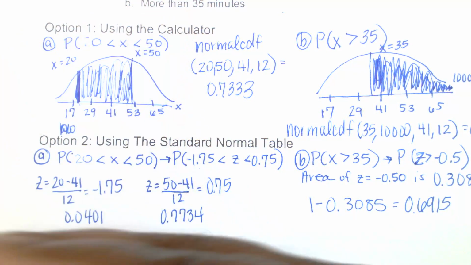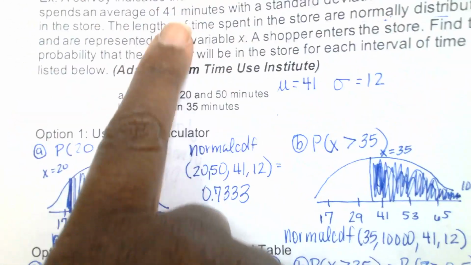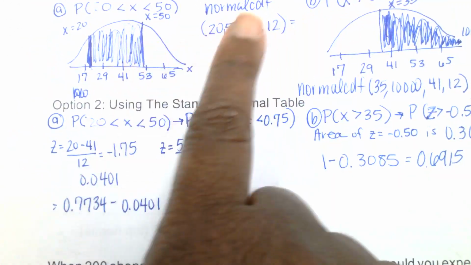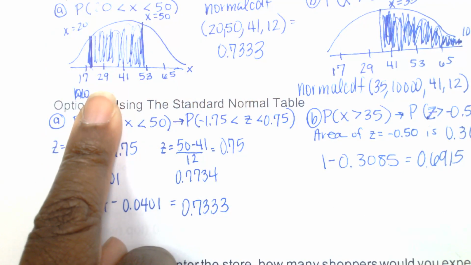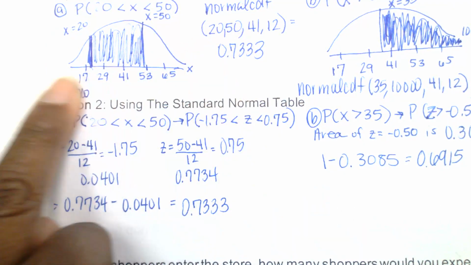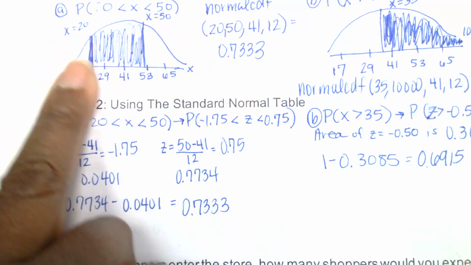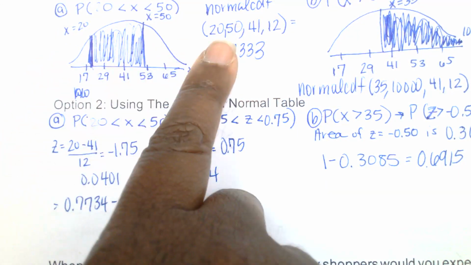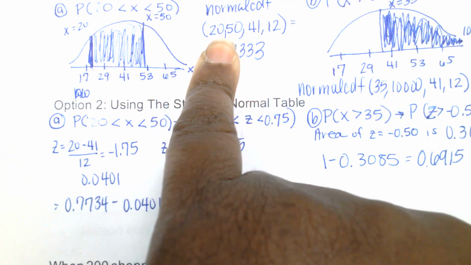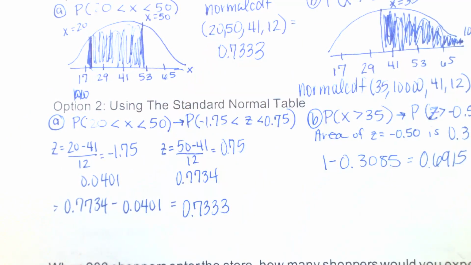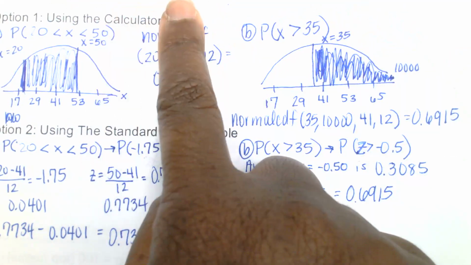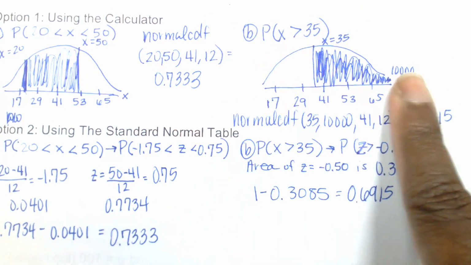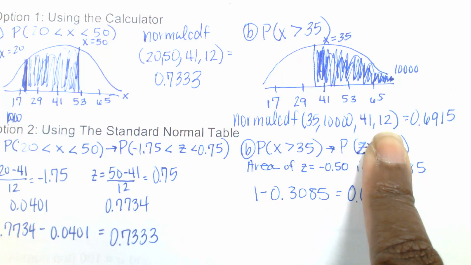But notice in 5.2, we're using actual means and standard deviations, so we're in terms of X now. So on the calculator, I did my graph and I shaded. I don't have a 10,000, so I didn't put a 10,000 in my calculator. For more than 35, that's going to the right, so I should have 35 and then 10,000, and then my mean and standard deviation.